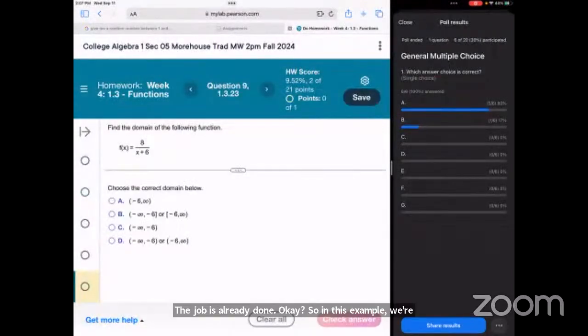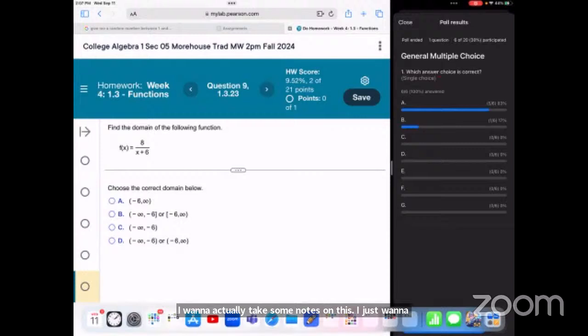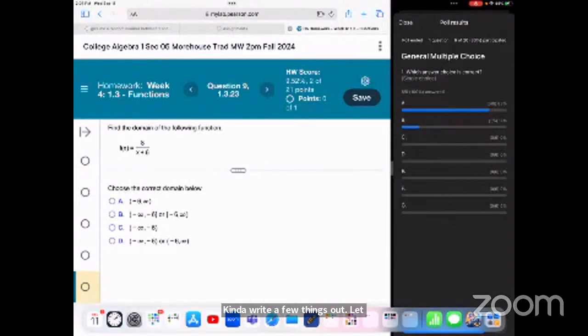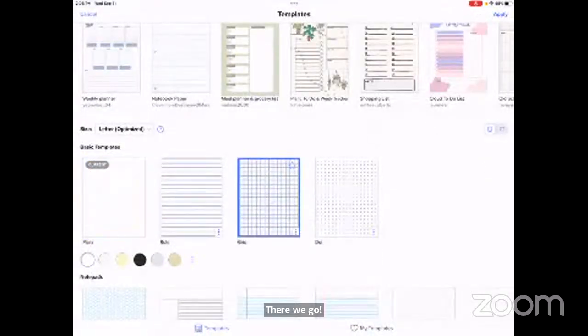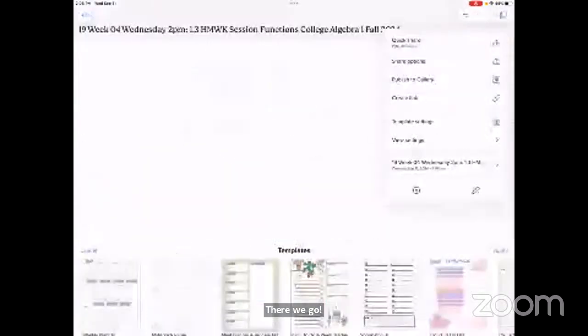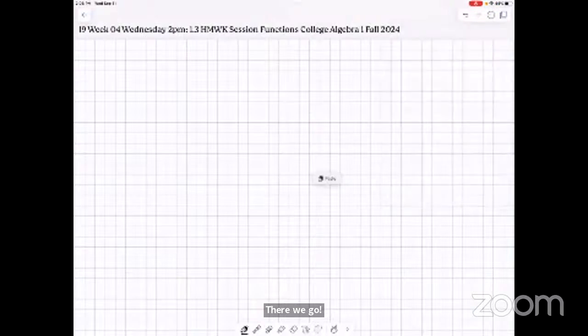Okay, I want to actually take some notes on this. I just want to kind of write a few things out. Let me see, template settings. I'm going to do this one a little bit different. Come on. There we go. Okay, apply. Okay, we'll work with this. All right.